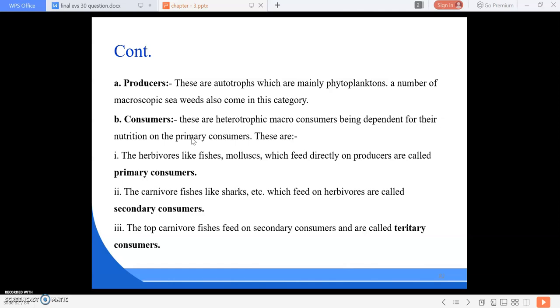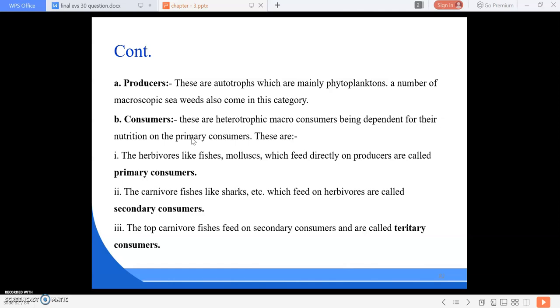These are the heterotrophic macro consumers, which are dependent for their nutrition on the primary producers. These are the herbivores like molluscs, fishes, etc., which feed directly on producers and are called primary consumers. The next one is the carnivores, which are fishes like shad, herring, etc., feeding on herbivores, called secondary consumers.